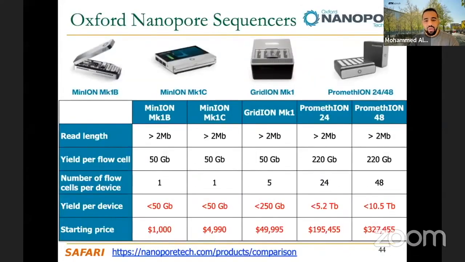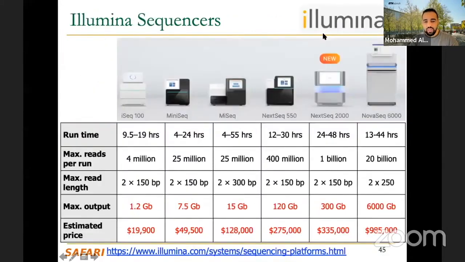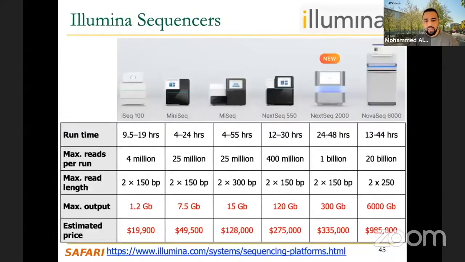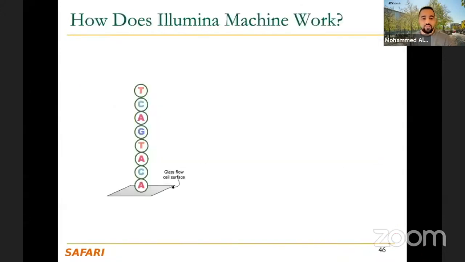Now we have two companies, ONT, Oxford Nanopore, and Illumina. Oxford Nanopore will give you very long pieces of your DNA, and Illumina will give you very short pieces, but with high throughput and low price.